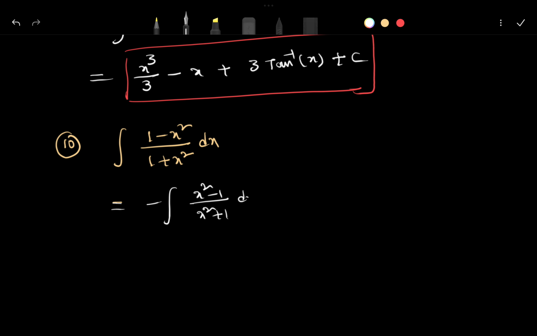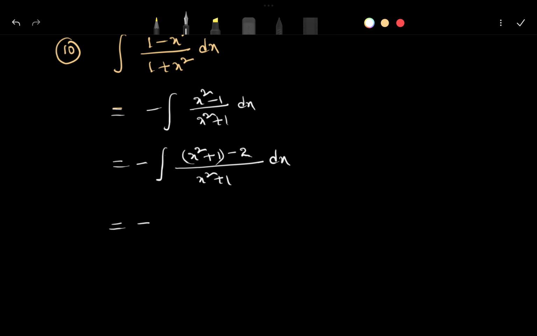So how to manipulate this one? Direct division is one method and some manipulation is another method. Adding and subtracting 1 in the numerator, we can write this as x square plus 1 minus 2 by x square plus 1 into dx. Now we can write minus of integration of x square plus 1 by x square plus 1 into dx, and next minus 2 into integration of 1 by x square plus 1 into dx.